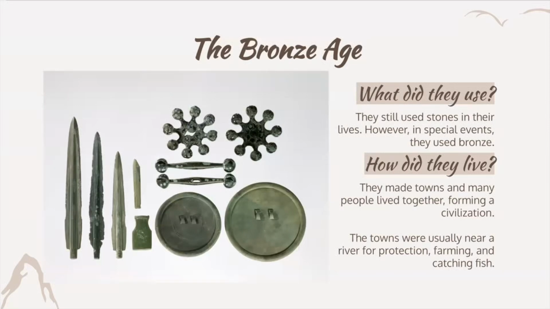The rivers provided protection. Also, during the time, they didn't have advanced weapons such as guns, so if there was a river, they could not easily attack other towns. Also, it was easy for farming because rivers provided water for farming. They could also catch fish from the river, so it was very easy for people to live in.